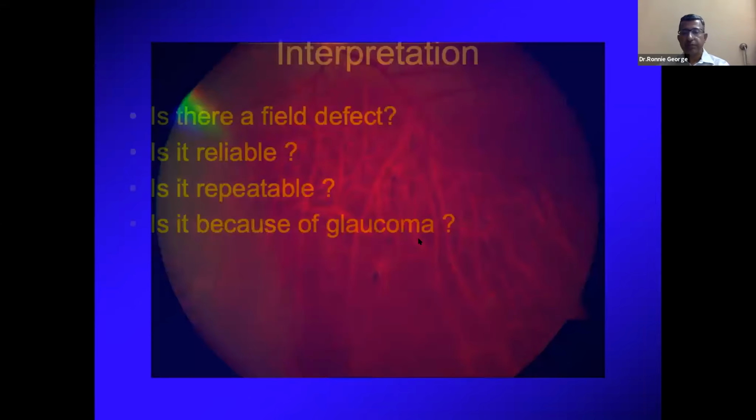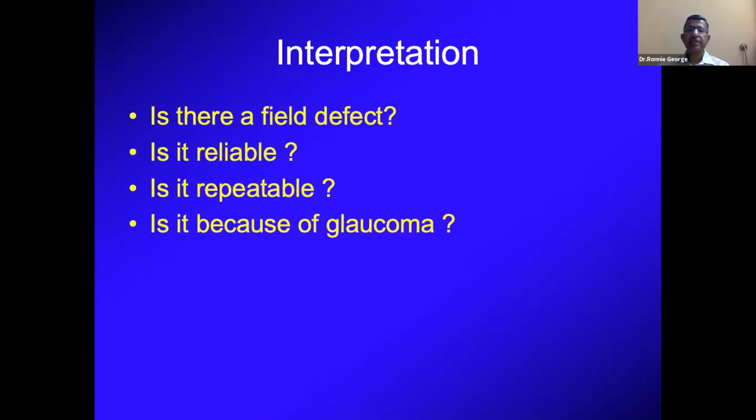So just because there's a field defect, it does not necessarily mean that it's because of glaucoma. And you have to interpret visual fields in their entirety with the patient's clinical picture before deciding that it's because of glaucoma and starting on treatment.